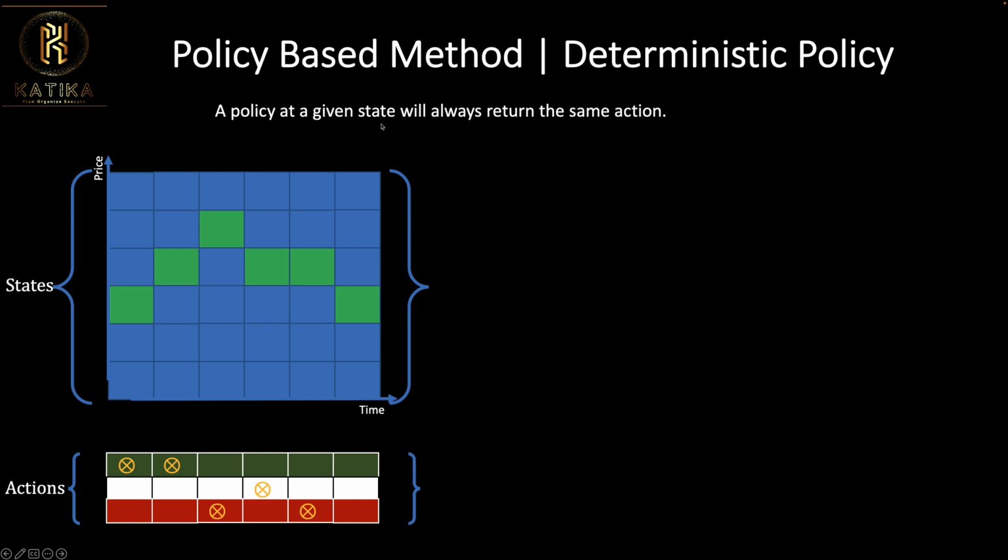So in a policy-based method, deterministic policy means that whenever we are in a state at this price, we are going to buy. So for example, when we are here, we haven't seen the future state, but we will buy. This is just an illustrative example of what a deterministic policy is, right? So we are going to take this action, this action, this action, this action, and this action.